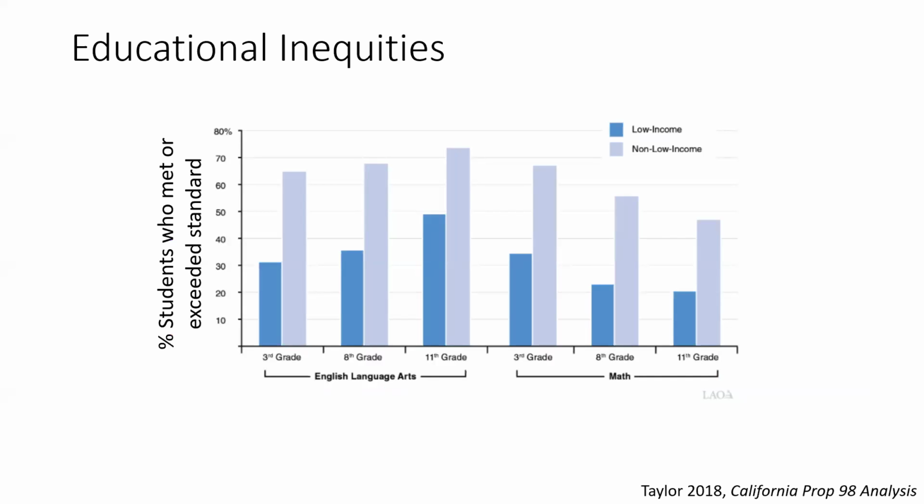Okay, so this is a quintessential educational inequity. Actually, these data are coming from the state of California, but it's the same no matter what state you look at, actually even no matter what country you look at. So what we're seeing here on the x-axis is two different subject areas, English language arts on the left, math on the right, and in three different grade levels.